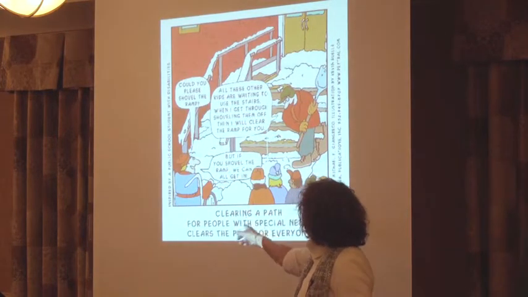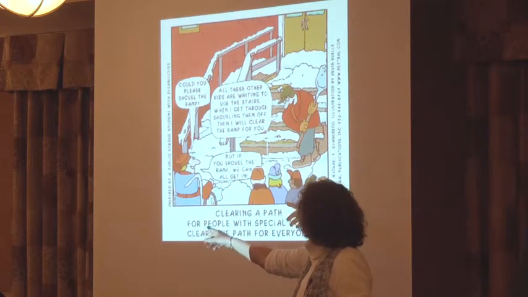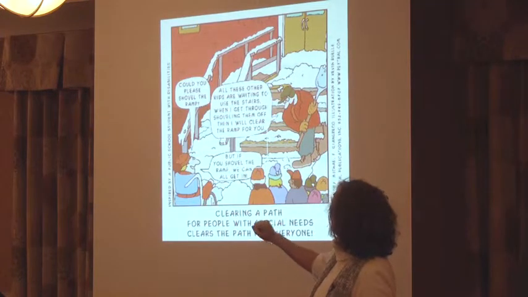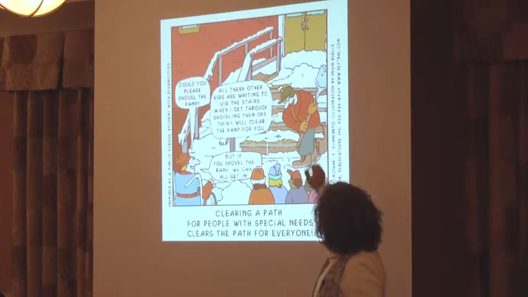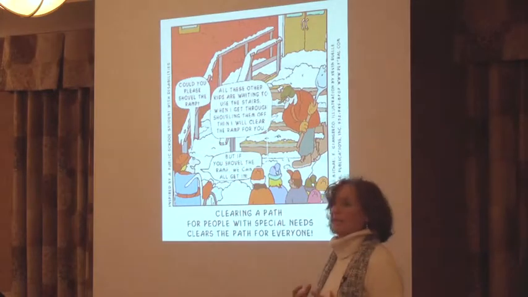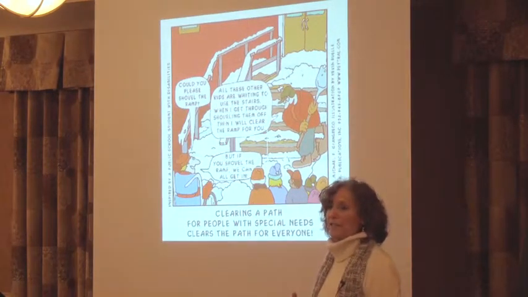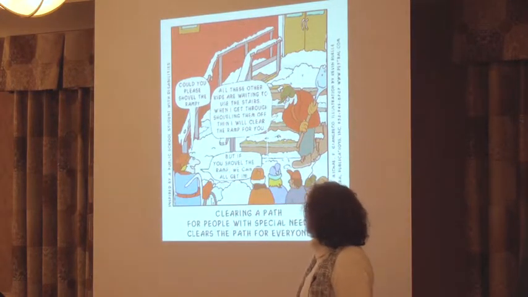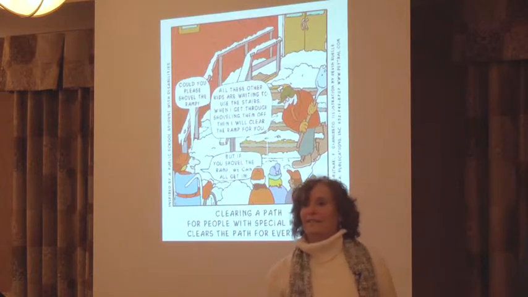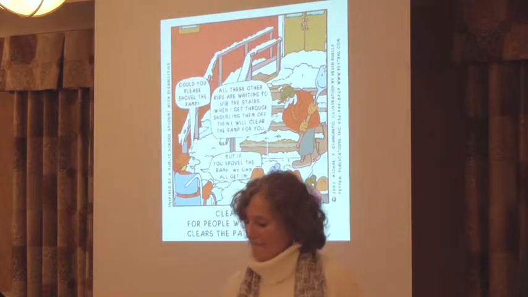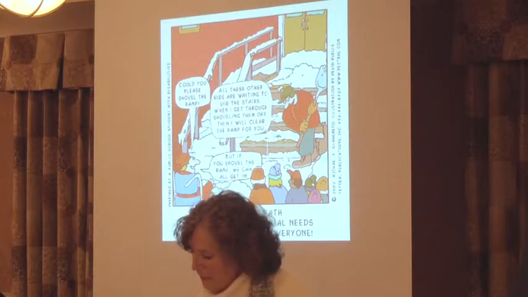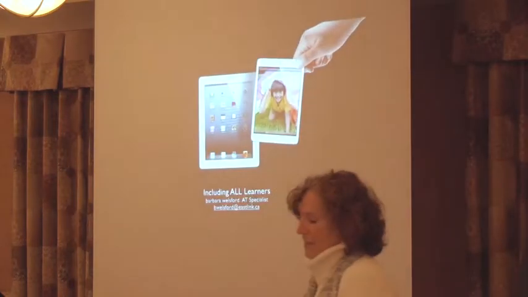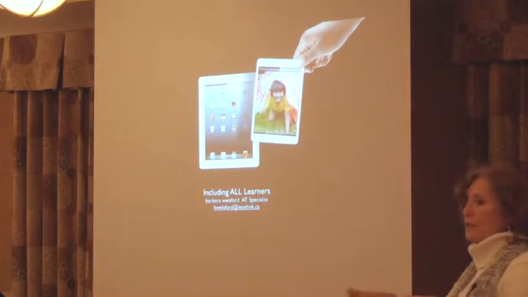So there's a little guy, because the print is small, I'll just explain it. A little guy in a wheelchair on the left there, and he says, "Could you please shovel the ramp?" And the shoveler is saying, "All these other kids are waiting to get up the stairs. When I get through shoveling the stairs, then I'll shovel the ramp." And then the little guy says, "But if you shovel the ramp first, we can all get in." Make sense? You can find that online, and it's a nice reference, and was actually designed by a student with special needs. Okay, so that's just the groundwork.